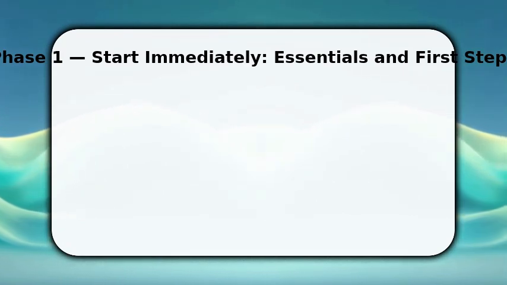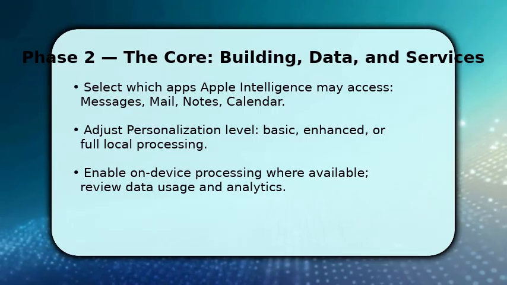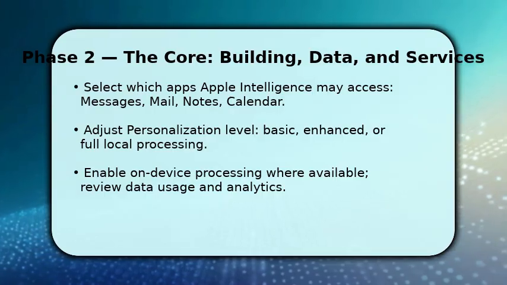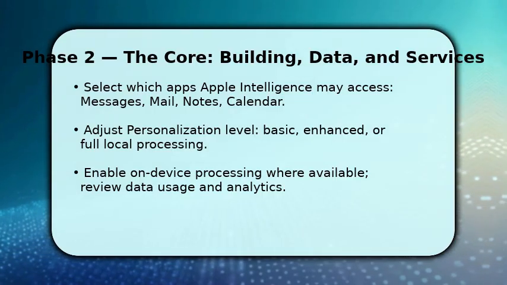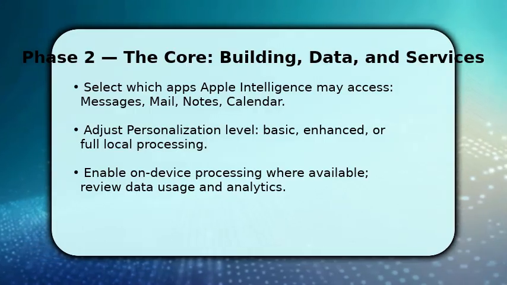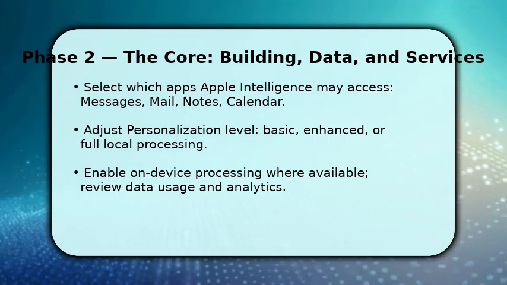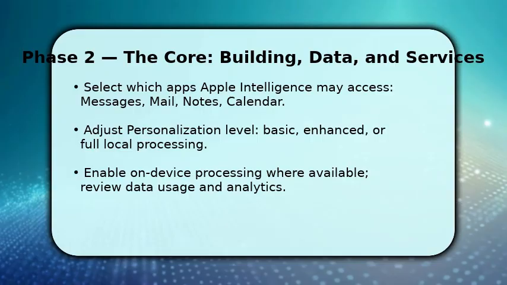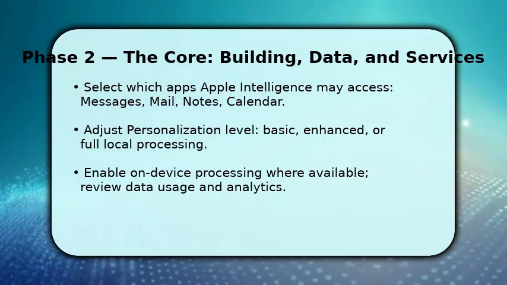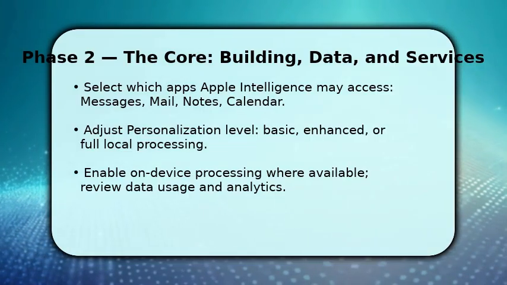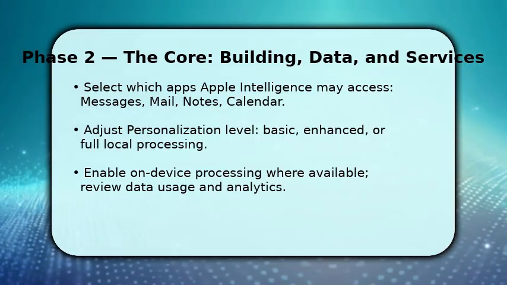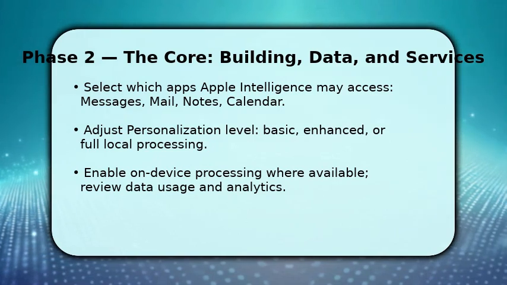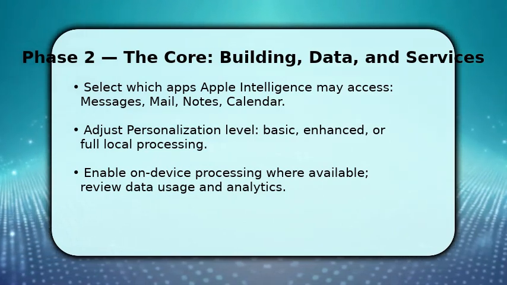Once done with basic enabling, you fine-tune what Apple Intelligence can access and why. You go into the same Apple Intelligence pane and pick specific apps, messages, mail, notes, calendar, so suggestions are relevant to your workflows. Make sure to choose the personalization level that matches your privacy comfort. Enhanced gives better behavior but may use more resources, while full local processing keeps data on device. Also enable on-device processing and review analytics settings, because that reduces cloud exposure.